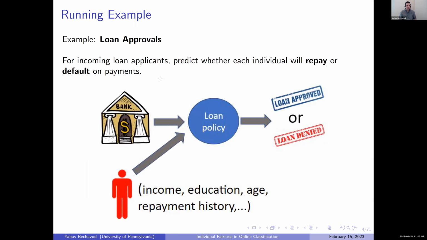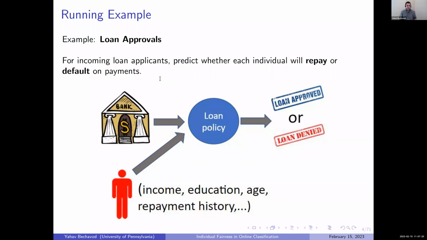And it will help to look at a running example throughout the talk, and the example would be a loan setting where incoming individuals apply for loans, and a bank deploys a loan policy, and according to the individual's features, individuals are approved or denied a loan.